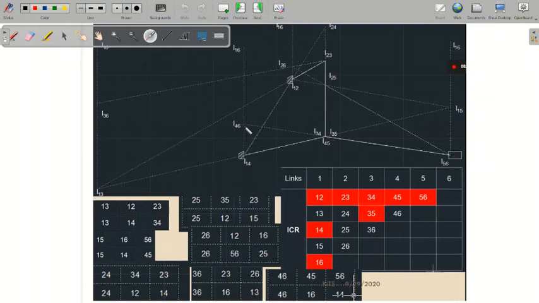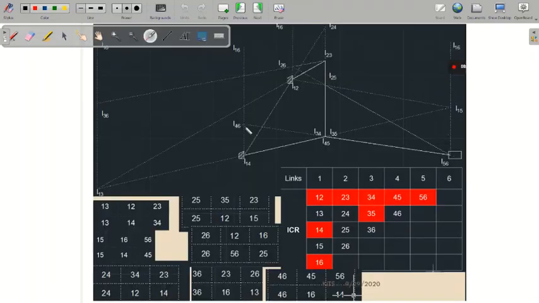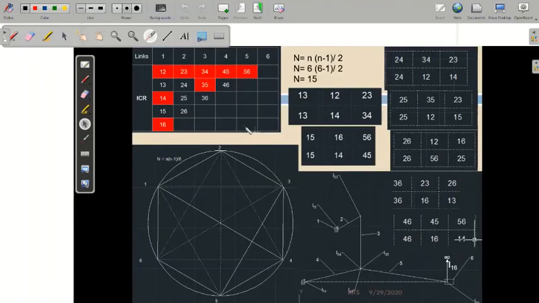That's all. Over. We have finished the instantaneous center diagram. We got all the points. Now we have to move to calculation.